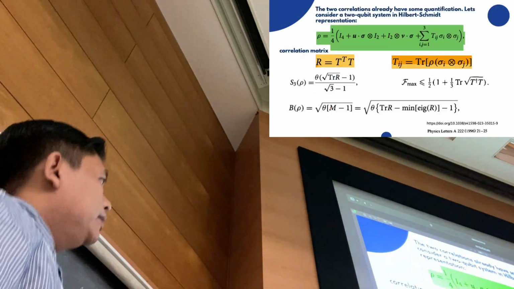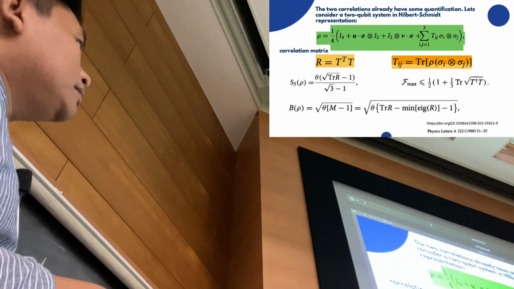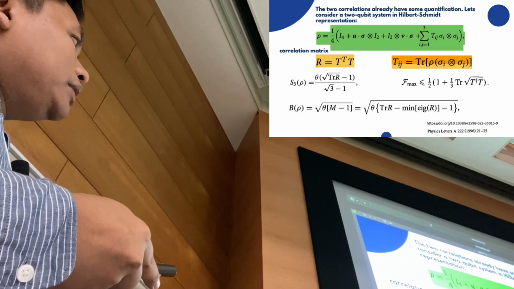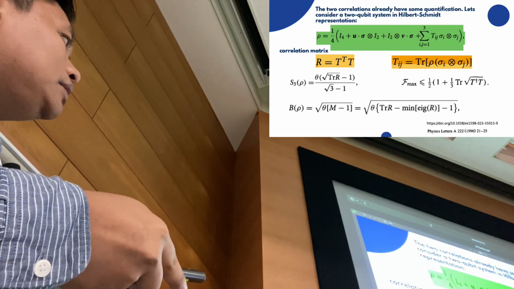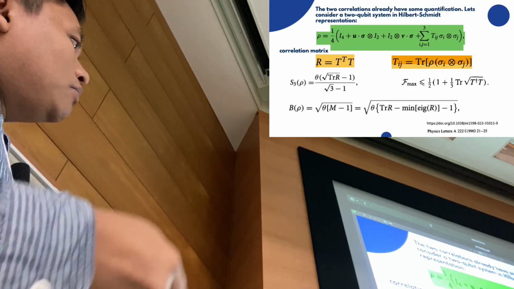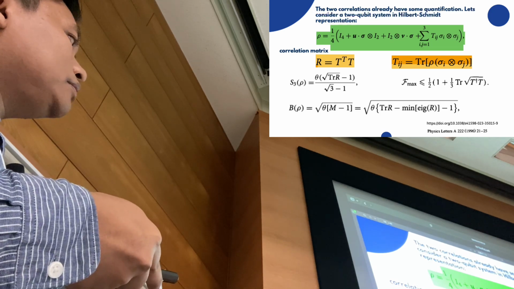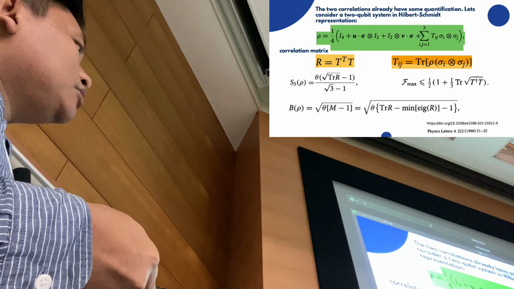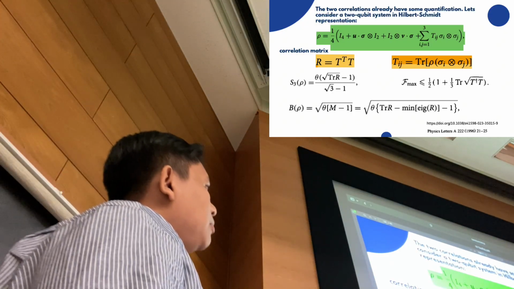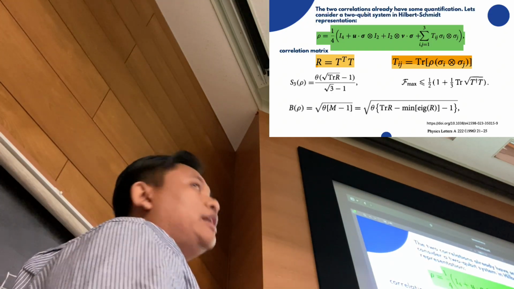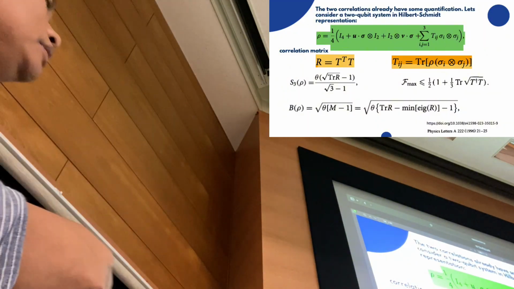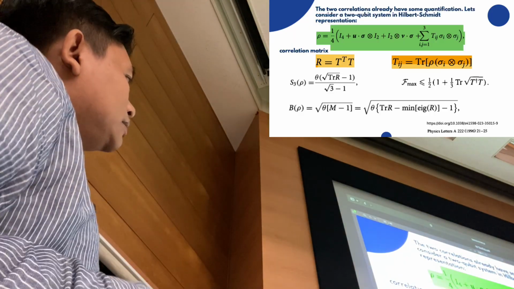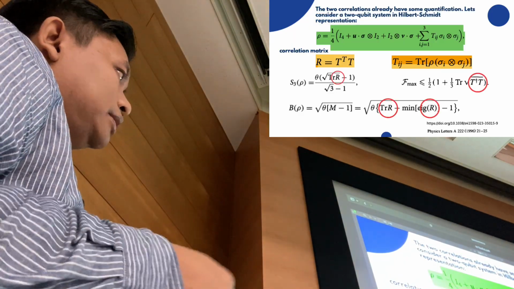The two correlations already have some quantifications. Let's consider a two-qubit system in Hilbert-Schmidt representation like this. And we can define the correlation matrix like this, with T defined like this. So this is the quantification. This is the steering measure with 3 measurement settings. And this is the Bell inequality, the CHSH inequality. And this is for the teleportation, quantified by the fidelity, quantifying the quality of the teleportation. And as you can see, all three quantifications are related to R, the correlation matrix.